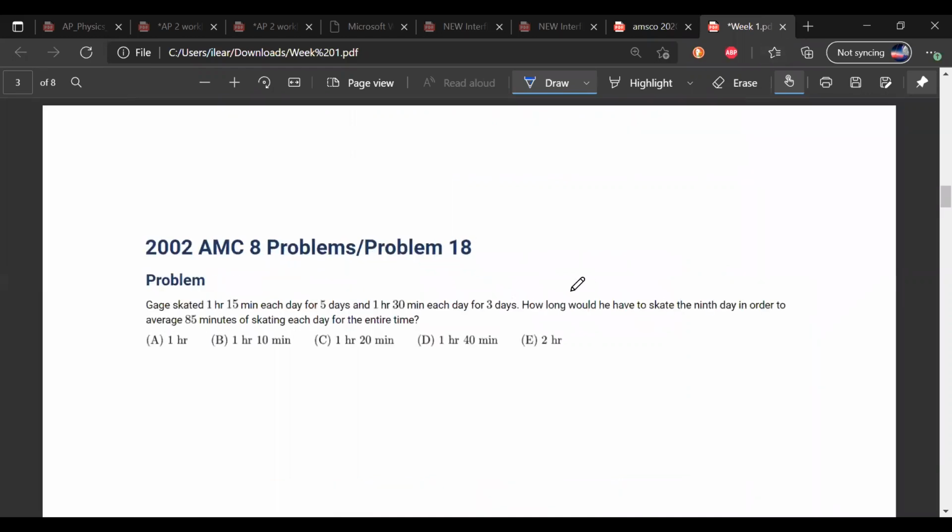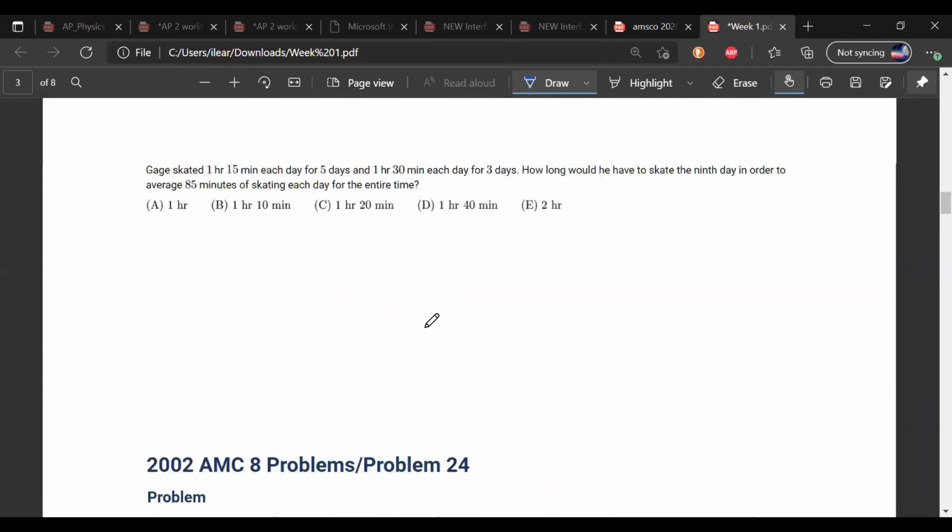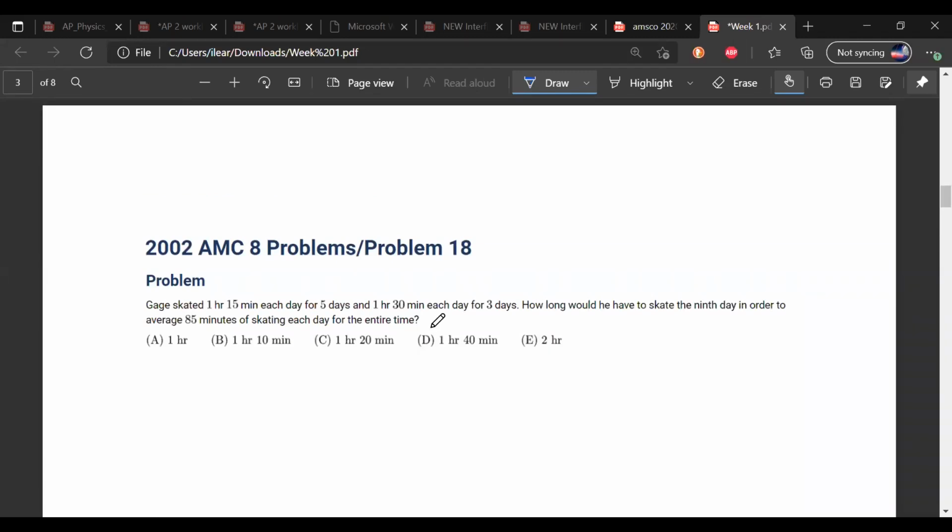So let me zoom in a bit. Gage skated 1 hour and 15 minutes each day for 5 days, and 1 hour and 30 minutes each day for 3 days. How long would he take to skate on the ninth day in order to average 85 minutes of skating each day for the entire time? So this problem, I actually want you to try it by yourself. Shouldn't be too difficult. So let me actually give you a slight hint before I start this problem.